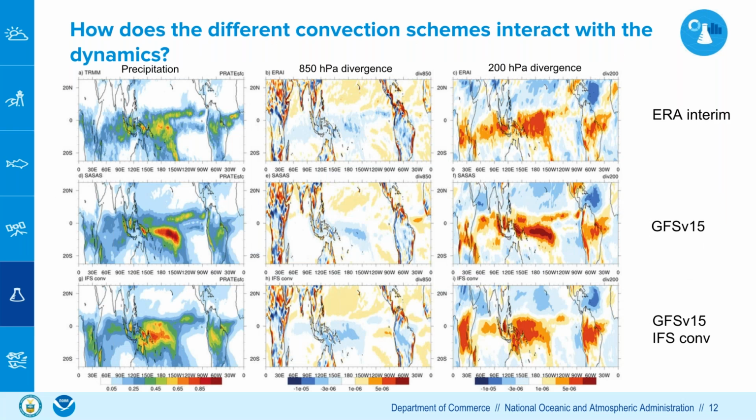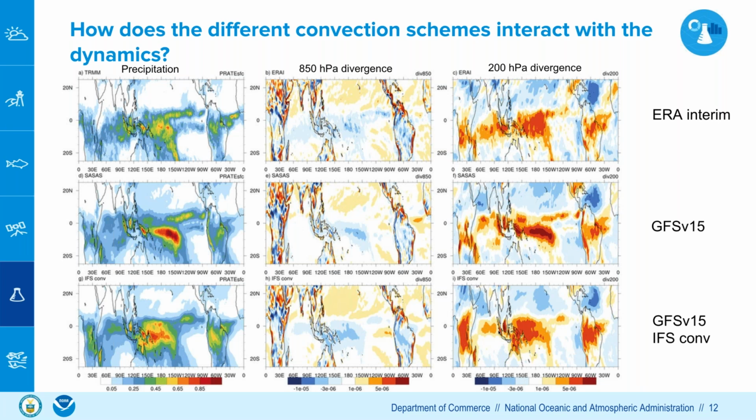Next we look at how the different convection schemes, so GFS version 15 with the SAS and the IFS convection scheme, interact with the dynamics. So here we have precipitation to the left, 850 hectopascal divergence and 200 hectopascal divergence to the right. The top row is ERA-Interim, and then the control GFS 15 here, and with the IFS convection at the bottom.